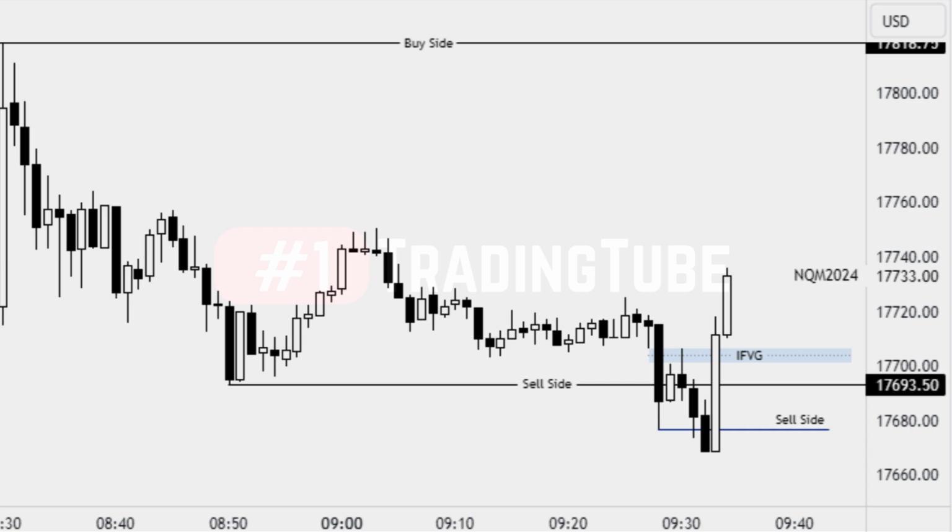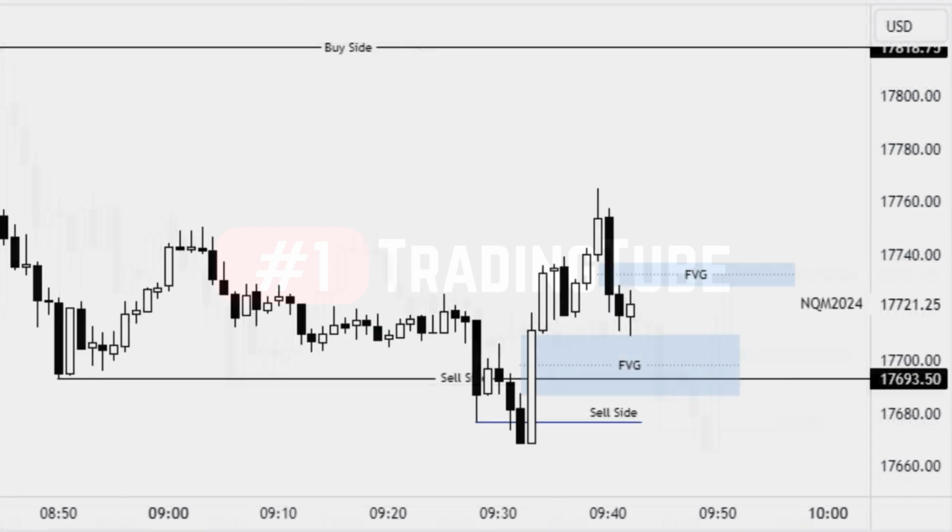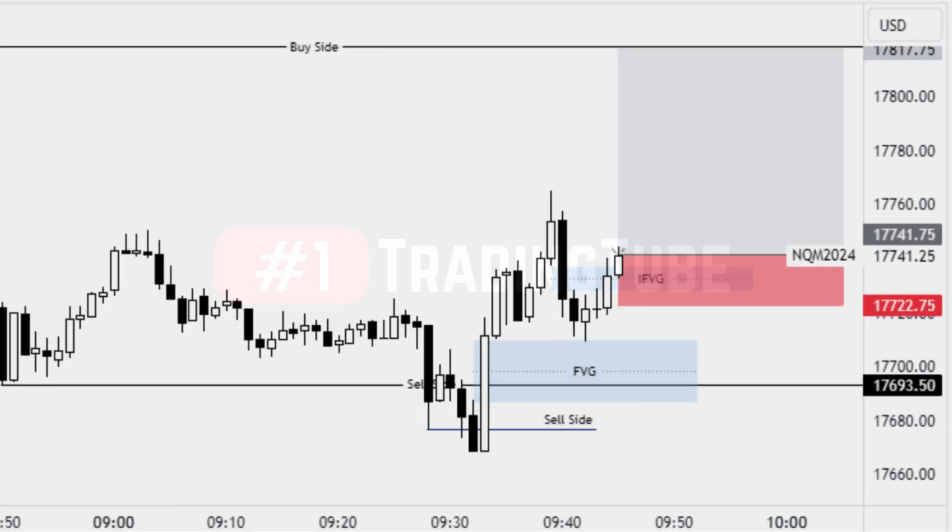We can see a new fair value gap forms from this aggressive push higher. Now we have two options. You could buy when price tests the first new fair value gap, or you could wait for price to invert the second new fair value gap. A few candles later and we invert indeed. Here is a good place to take a long trade.